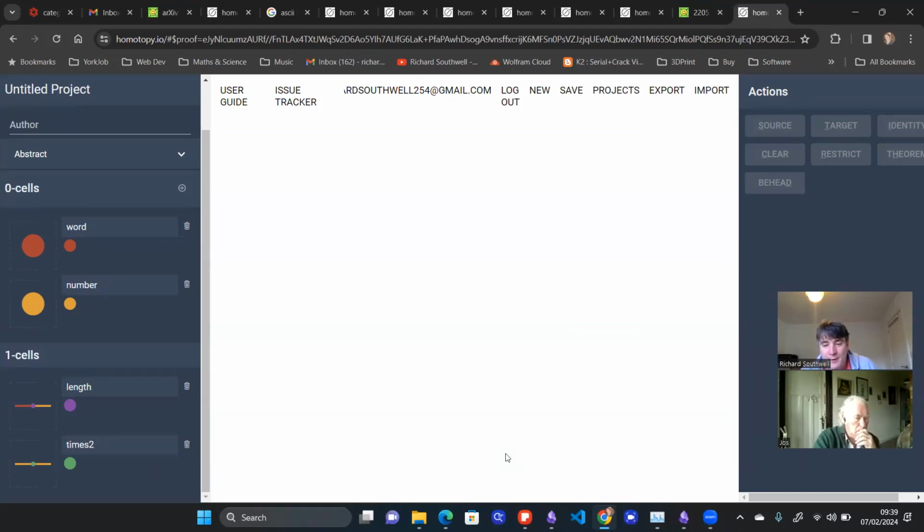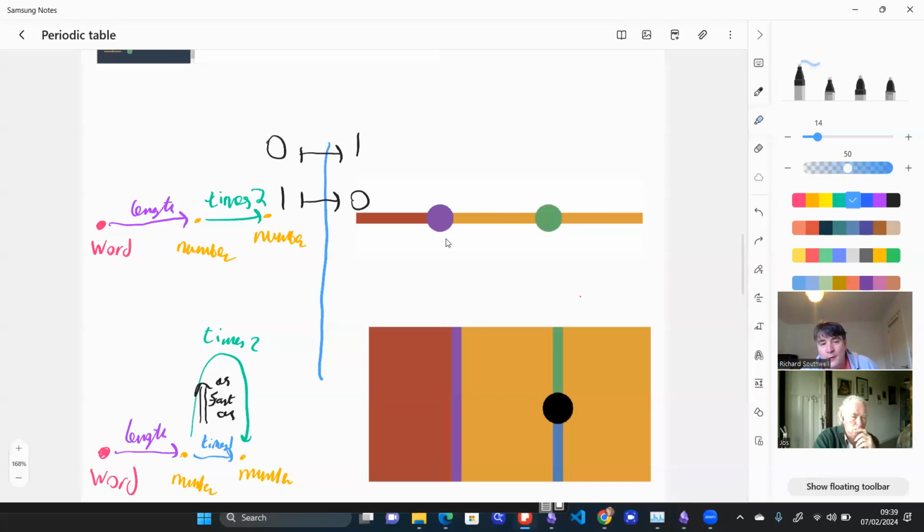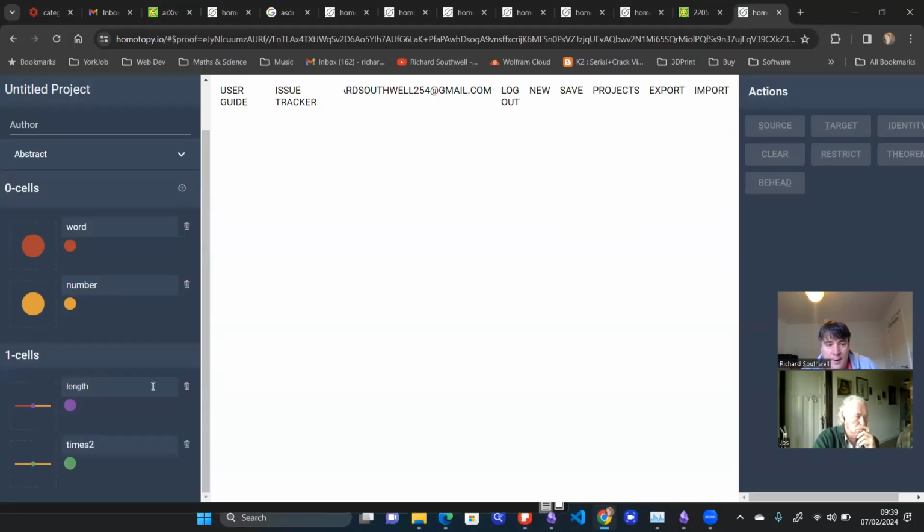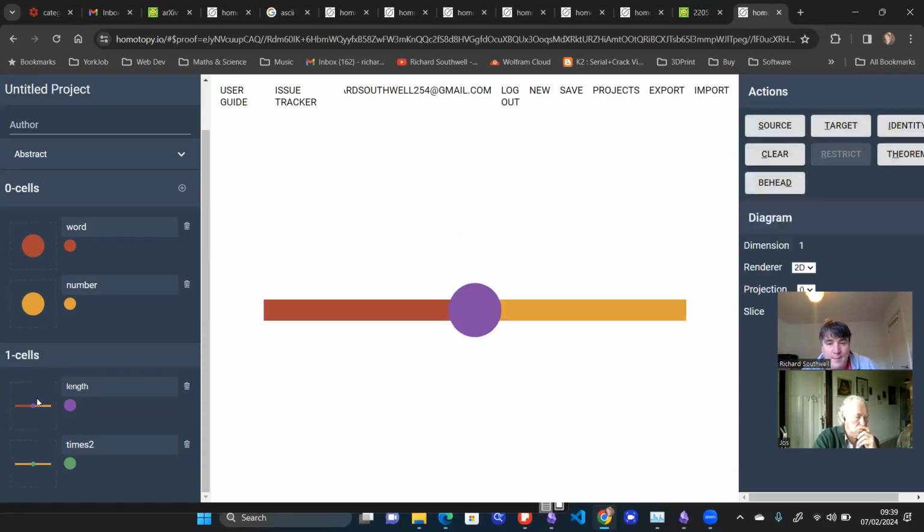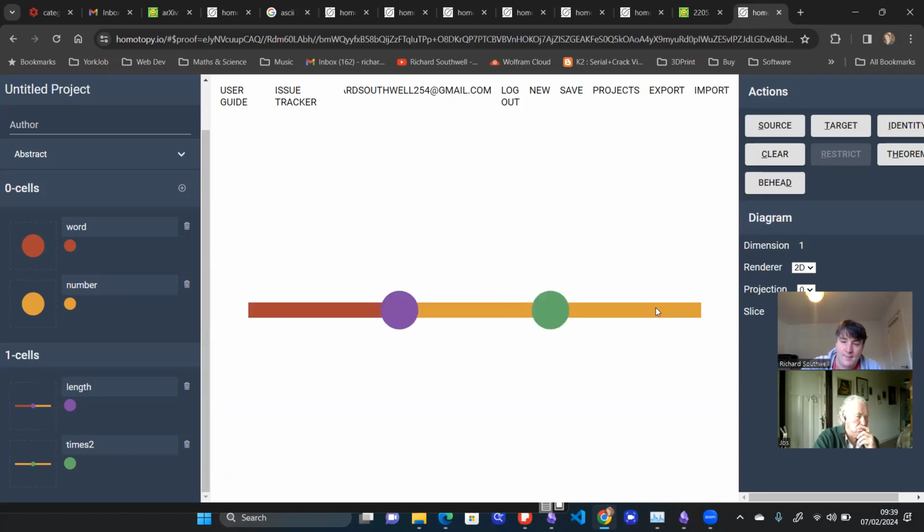Now let's have another look at our picture. What we want to do is length, and then times 2. So if we go back to Homotopy IO, we can click on the pictogram for length, and it shows us the picture here. If we hover our mouse over it, we can see that the source is word, the thing is called length, and the target is number. Then if we click on the right-hand side, it composes. So now, after we do length, we do times 2.